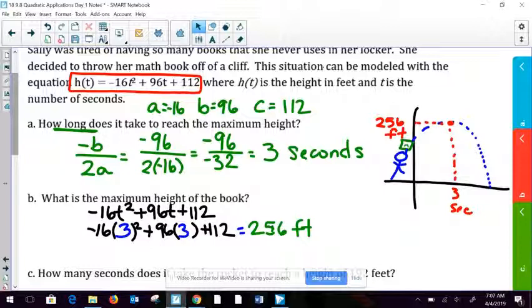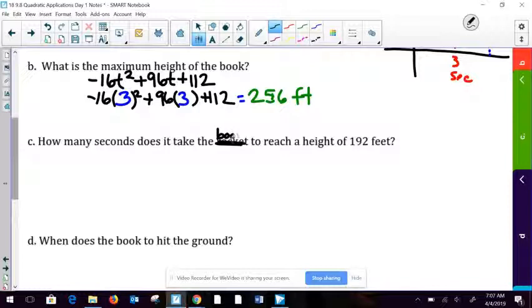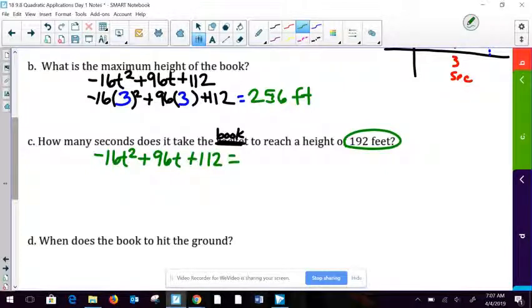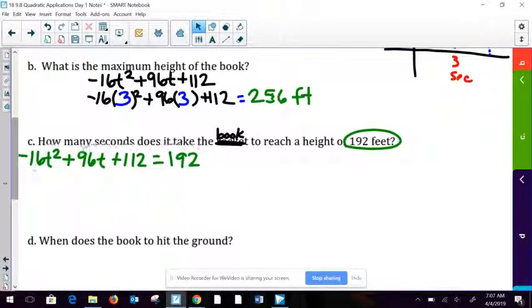Great. So my next question is asking us, how many seconds does it take the rocket? What am I saying here? That should be a book. So how many seconds does it take the book to reach a height of 192 feet? So now we want to know, when will that equation be equal to 192 feet? So you start with your original equation, negative 16t squared plus 96t plus 112, but now you're going to set it equal to 192. But before we can do the quadratic formula with this, you do need to make it so the equation is equal to 0.